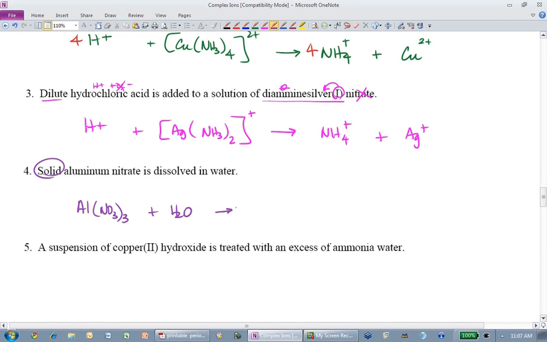When you see aluminum, I want you to be suspect. Aluminum is amphiprotic. It often complexes with water. Amphiprotic means it can act as an acid or a base, but it's famous for complexing with water and hydroxides. So I'm going to complex it with water and free up the nitrate.